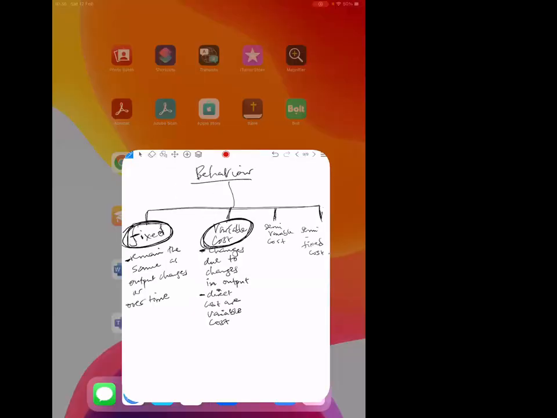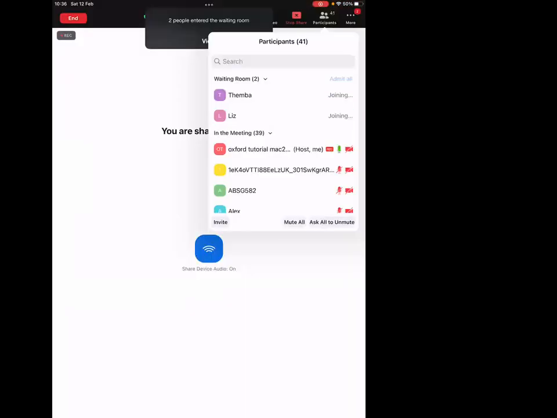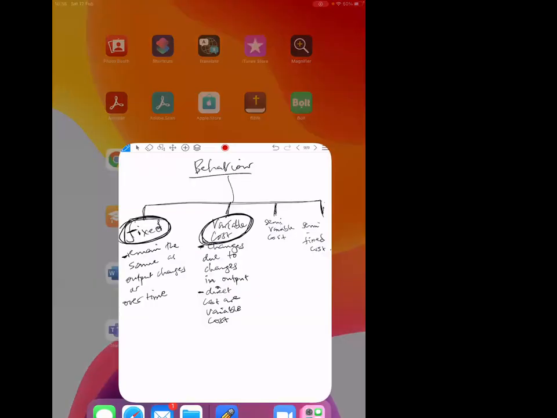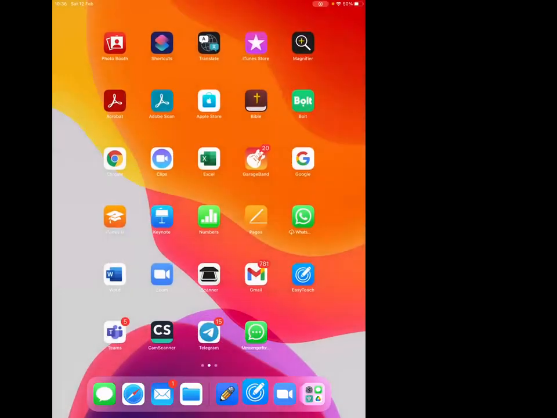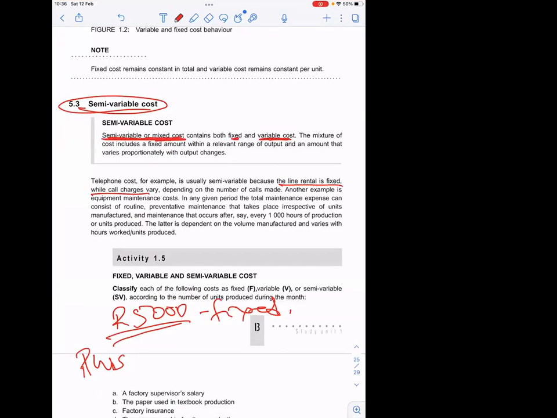There shall be a charge for every call made. So if you make 2 calls, maybe they then tell you how much it will be, a cost per call, per minute and stuff like that. So now, what do we have as far as the telephone cost is concerned? We have got a hybrid cost because it is made up of a fixed and variable element.